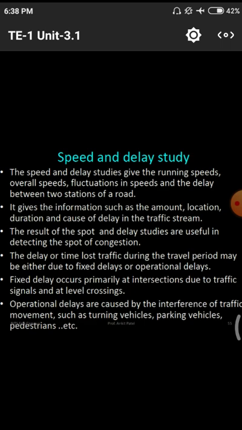Next one, fixed delay occurs primarily at the intersections due to traffic signals and level crossings. That means due to traffic jams and other things, the fixed delays occur. And next, operational delay is caused due to interference with the traffic movement, such as turning of vehicles, parking vehicles, and pedestrians.